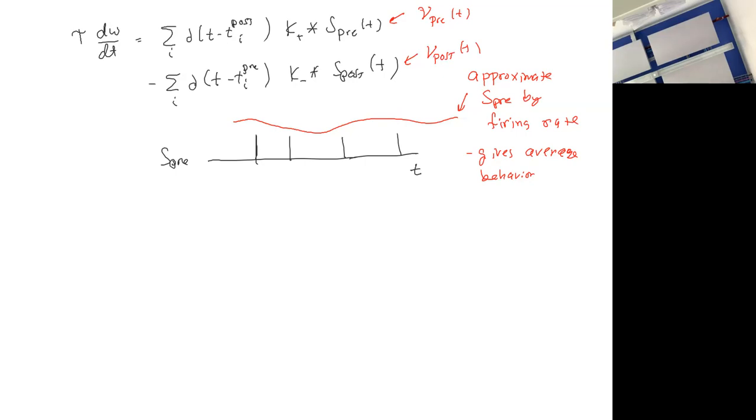And we're going to make a really crude approximation and do the same thing for the firing rate here. We replace this by nu post, just replaced by the firing rate of t, and replace this by nu pre of t. And this is actually a surprisingly good approximation. You can think of it as an average over lots of realizations of the spike train.